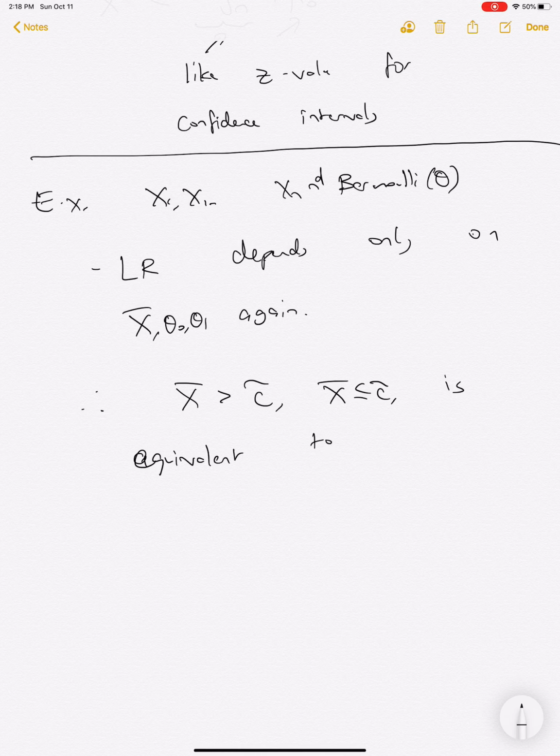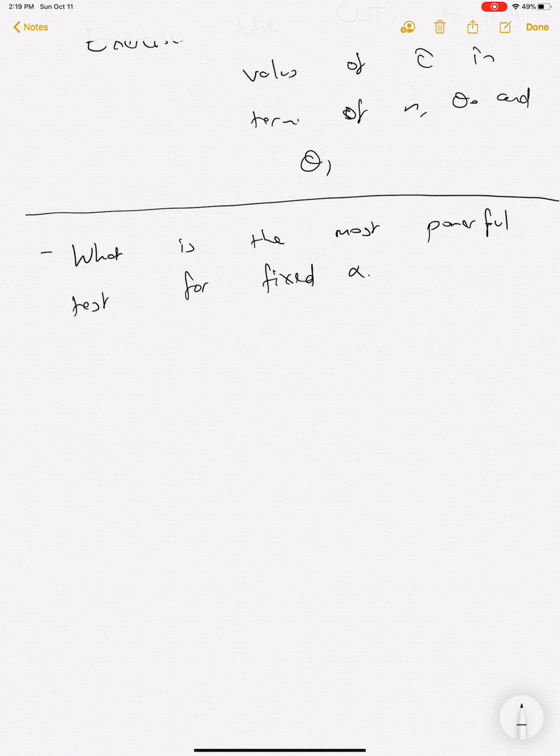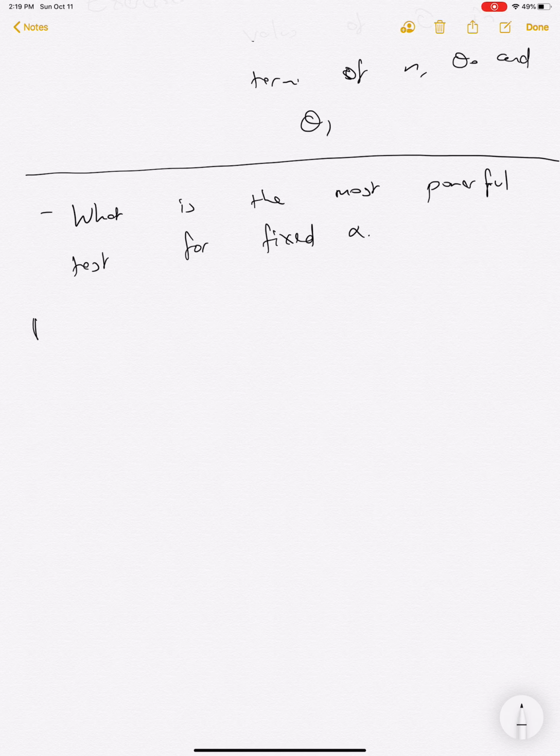Okay, and so now let's return to the question of, what's the most powerful test for a fixed alpha? And this leads to the Neyman-Pearson lemma.